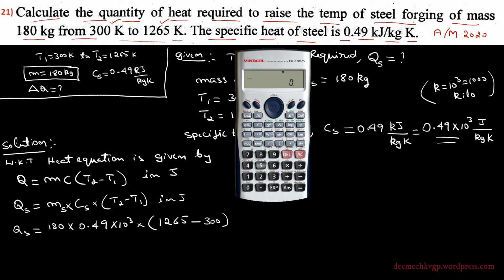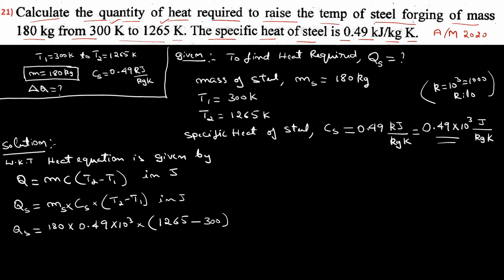Here let me calculate the value inside the bracket first, that is 1265 minus 300, multiplied by mass of steel 180, multiplied by specific heat of steel 0.49. Let me not multiply the 10 to the power of 3, I will retain it as it is. This is the value 85113, and there is 10 to the power of 3 multiplied there, which we have not calculated. Let me write down the answer.